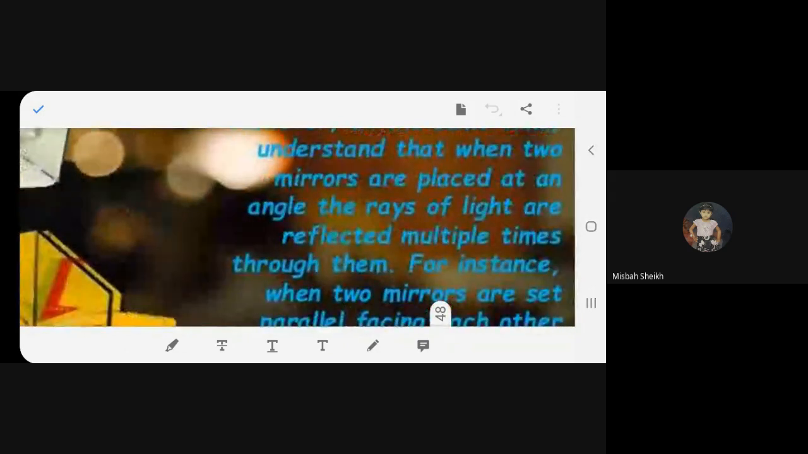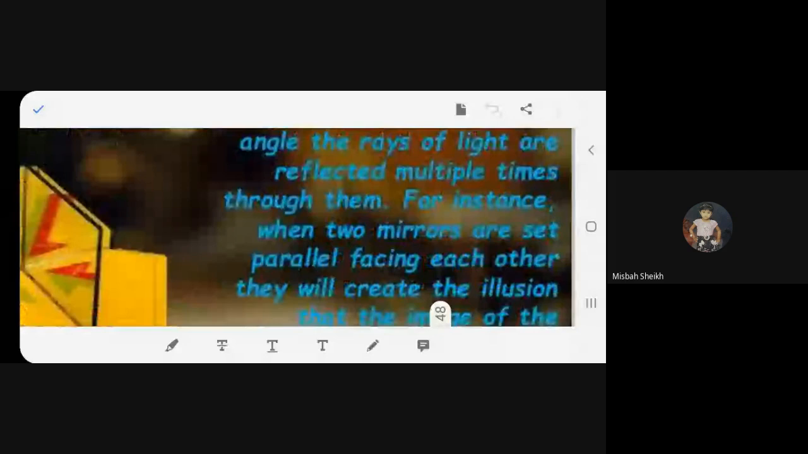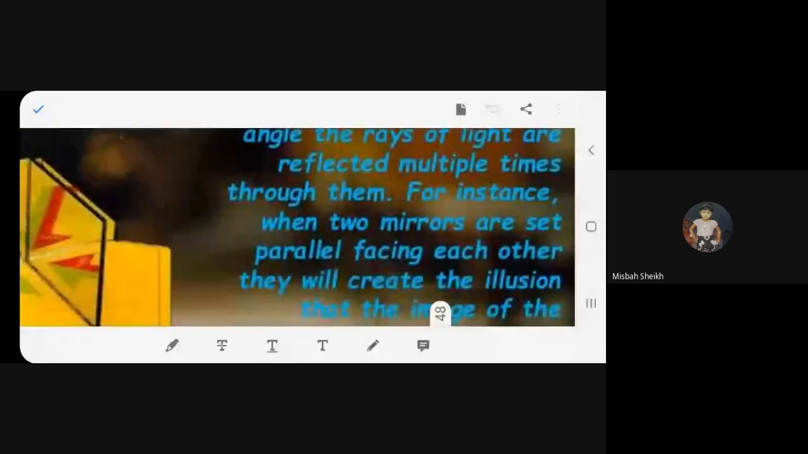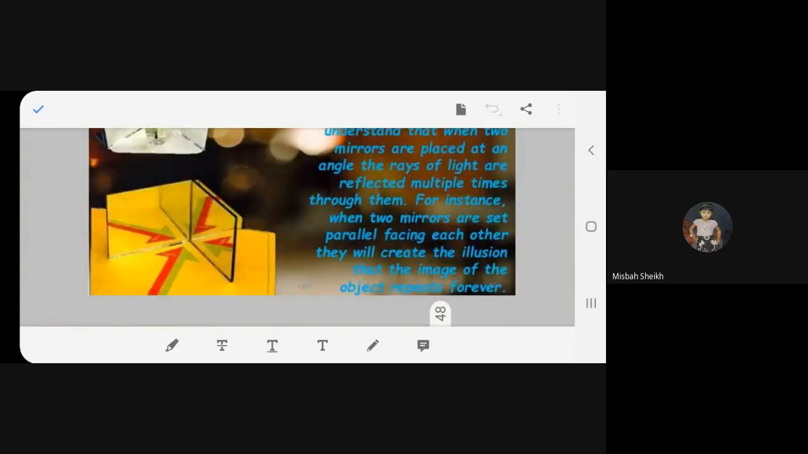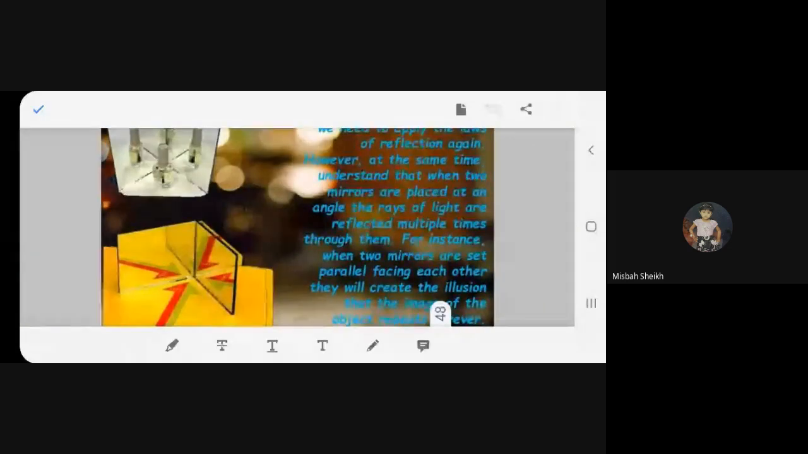How is it done? Because the image is reflecting so many times. We have made two mirrors which are set parallel facing each other, so they are creating the illusion. Illusion is the image. Okay? You understand, beta? Illusion is the image.